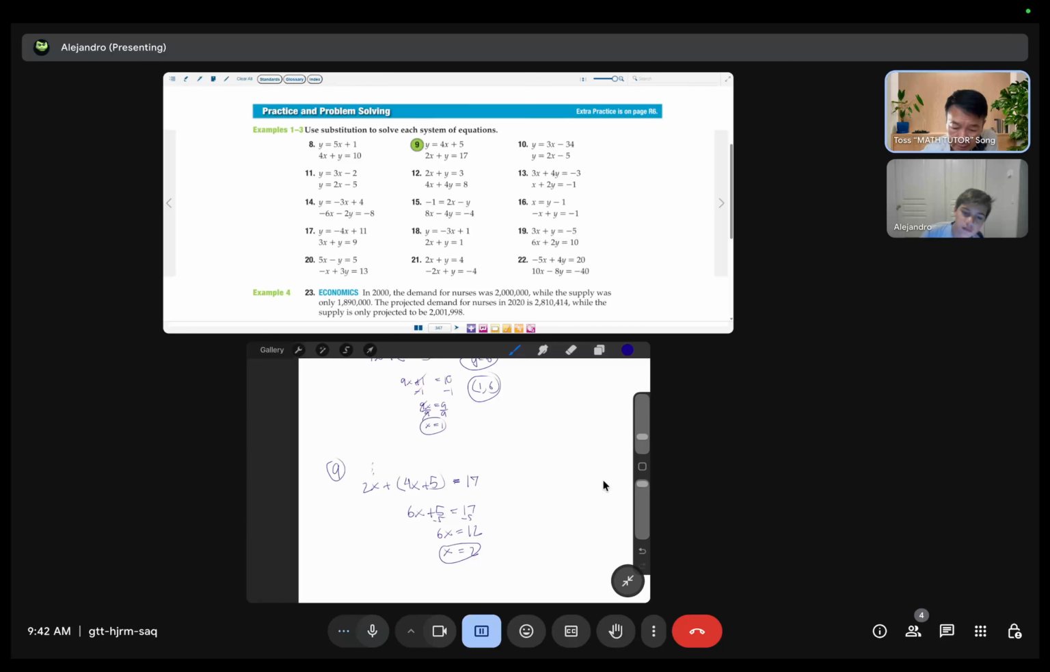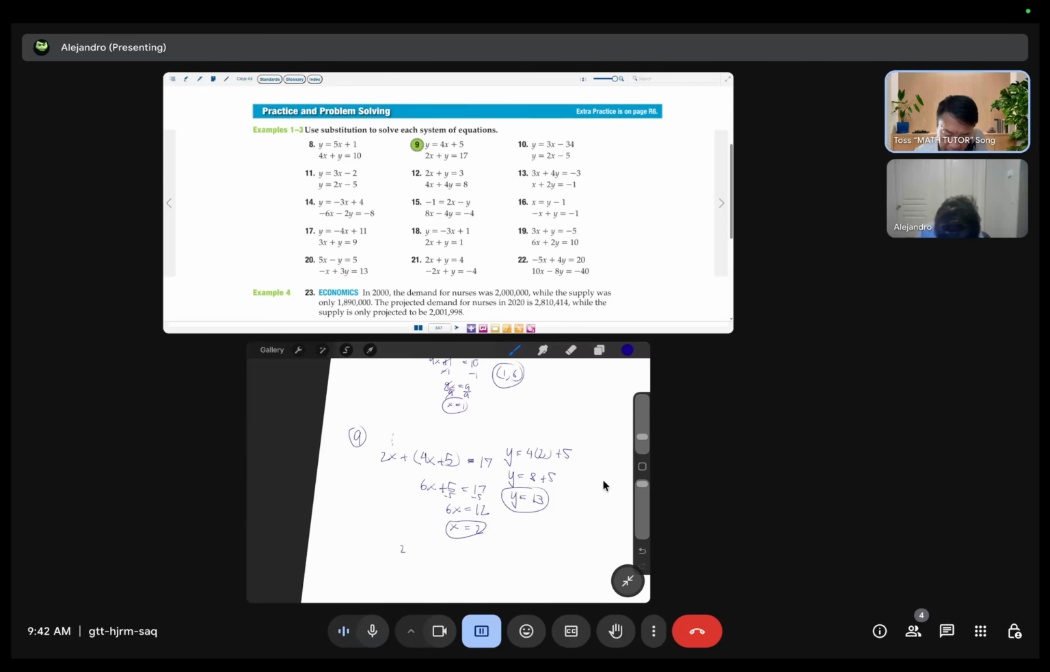Now plug in the x being 2 into the first equation for the y. So y equals 4 times 2, plus 5. So y equals 8 plus 5. So y equals 13. Okay, so it's 2 comma 13.